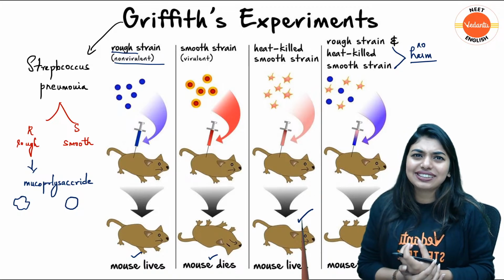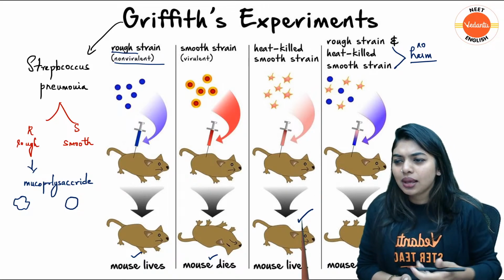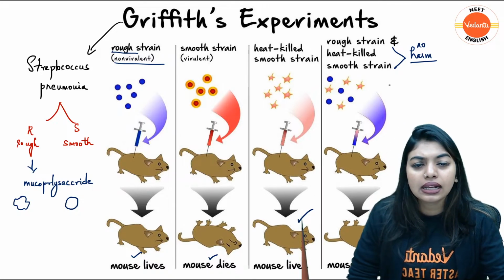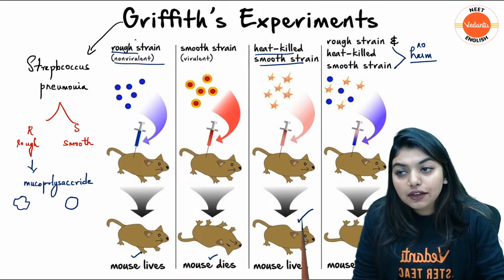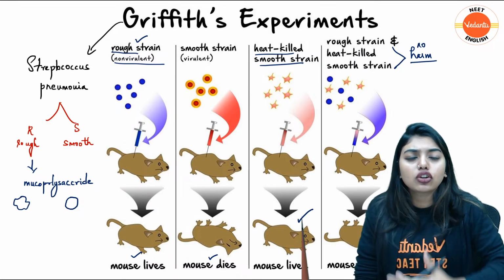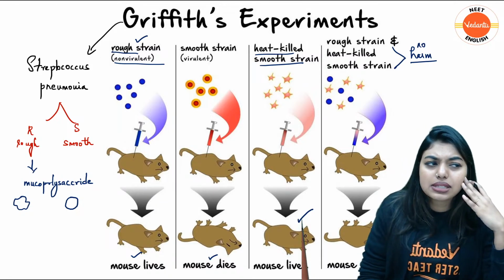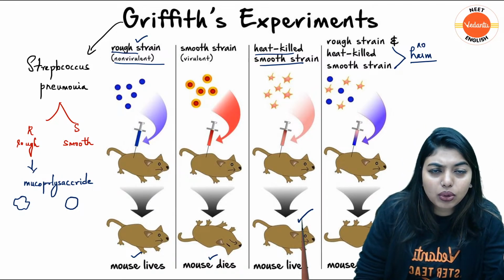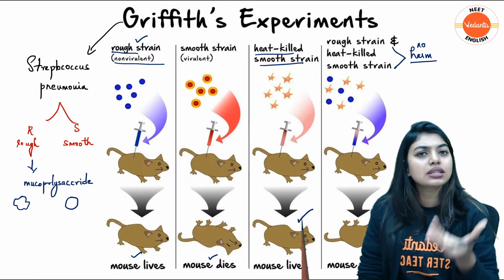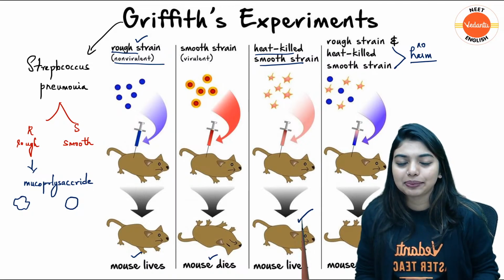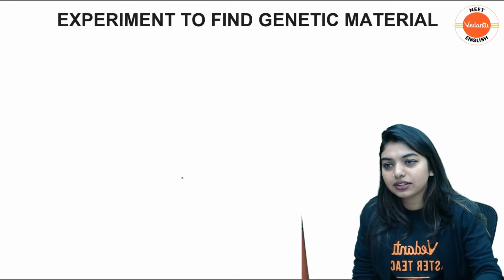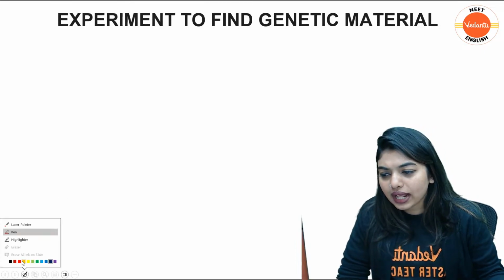And then Griffith was so confused, because Griffith was expecting that heat killed smooth strain did not cause any harm to the mice. Rough strain also individually did not cause any harm to the mice. Now he was confused, like, what really happened? I used two things that did not kill the mice. How did the mice die? Then he was very confused. He did not know what to do, right?